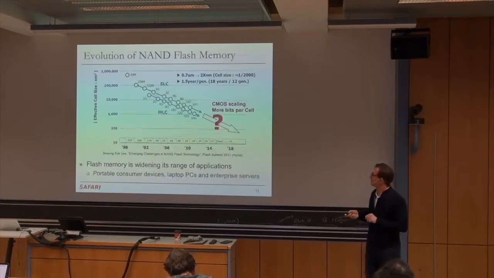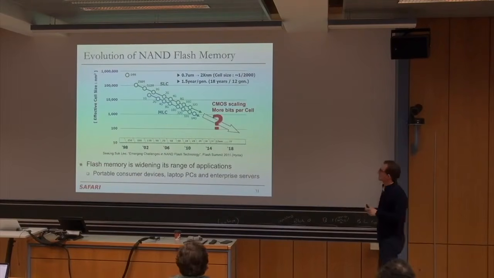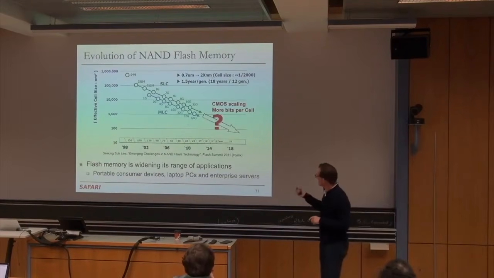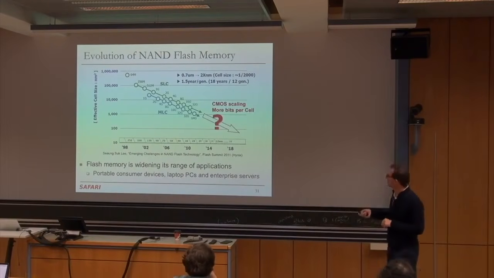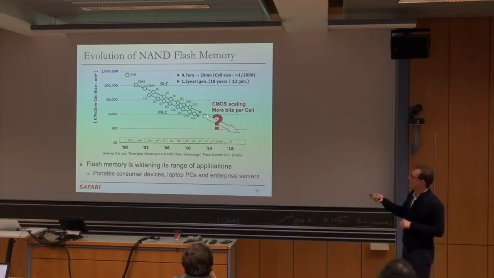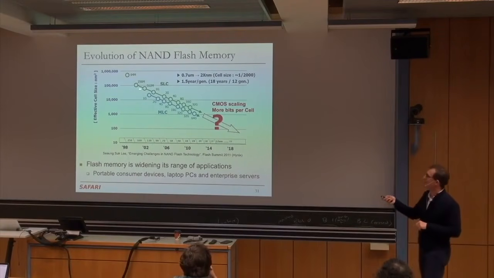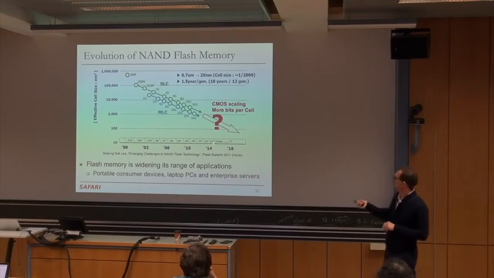So let me give you some more high level. Basically, this is a picture from 2011 from Hynix, actually. And this shows what flash memory has gone through in terms of scaling. So it's actually scaled perfectly almost until somewhere around here.